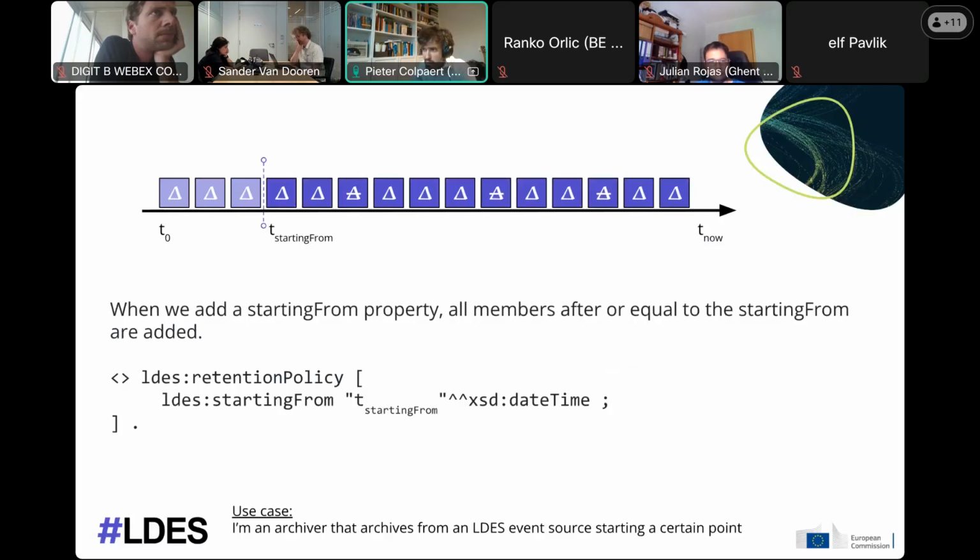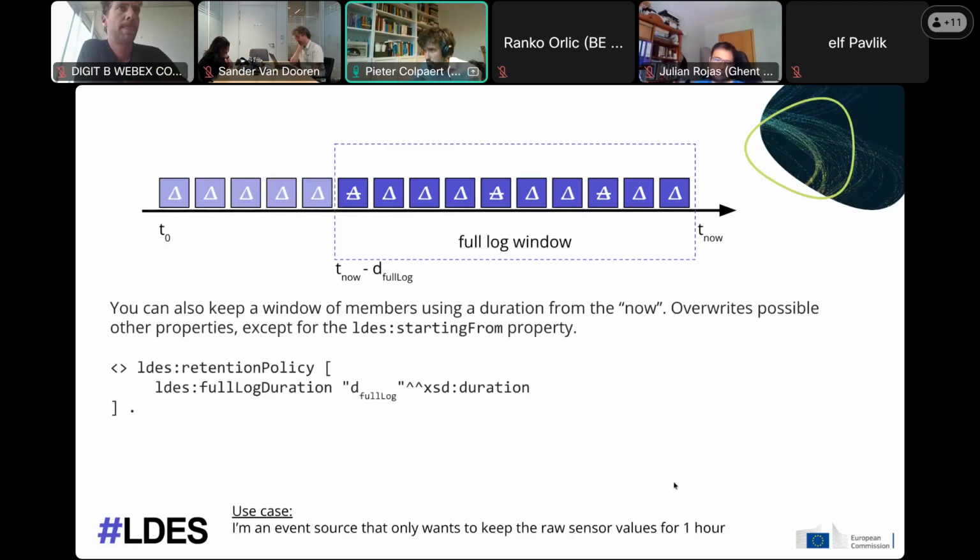And then we have a couple of properties that we propose here, and we only propose to use one retention policy anymore. And over here, the use case could be that you're an archiver, and you archive a certain event source, but you only have the latest 1 hour of data. But then from the start of that 1 hour, you could say that, look, I now have an archived version of this same LDES that started from this point, and now I will keep a full log of this. So that can be achieved with LDES starting from that property.